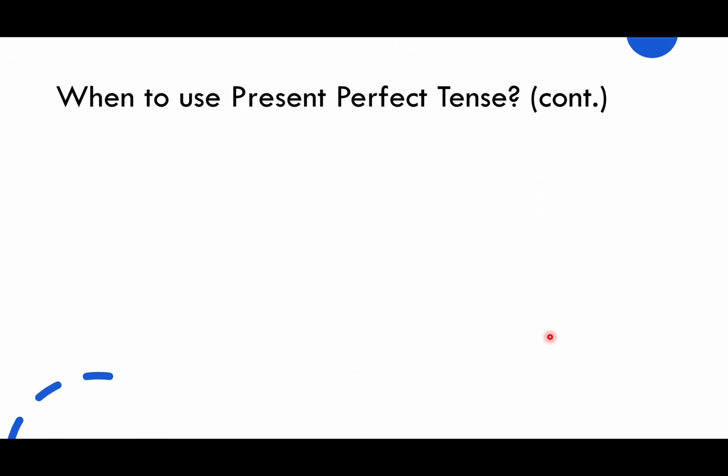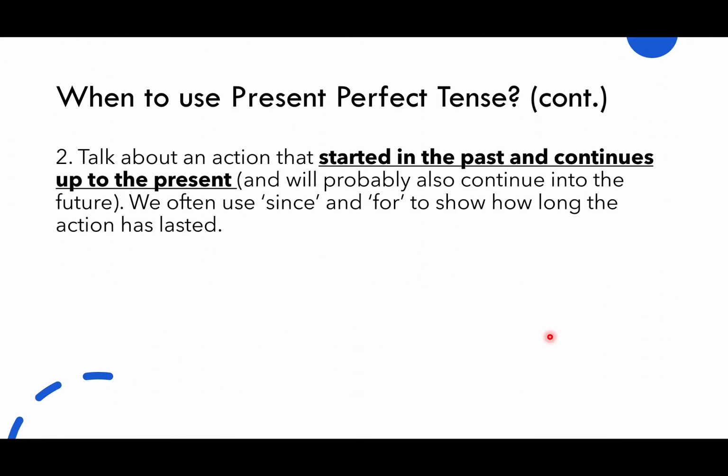Let's look at the second use. Talking about an action that started in the past and continues up to the present, and will probably also continue in the future. We often use since and for to show how long the action has lasted. The since and for I will talk about later in the time keywords.